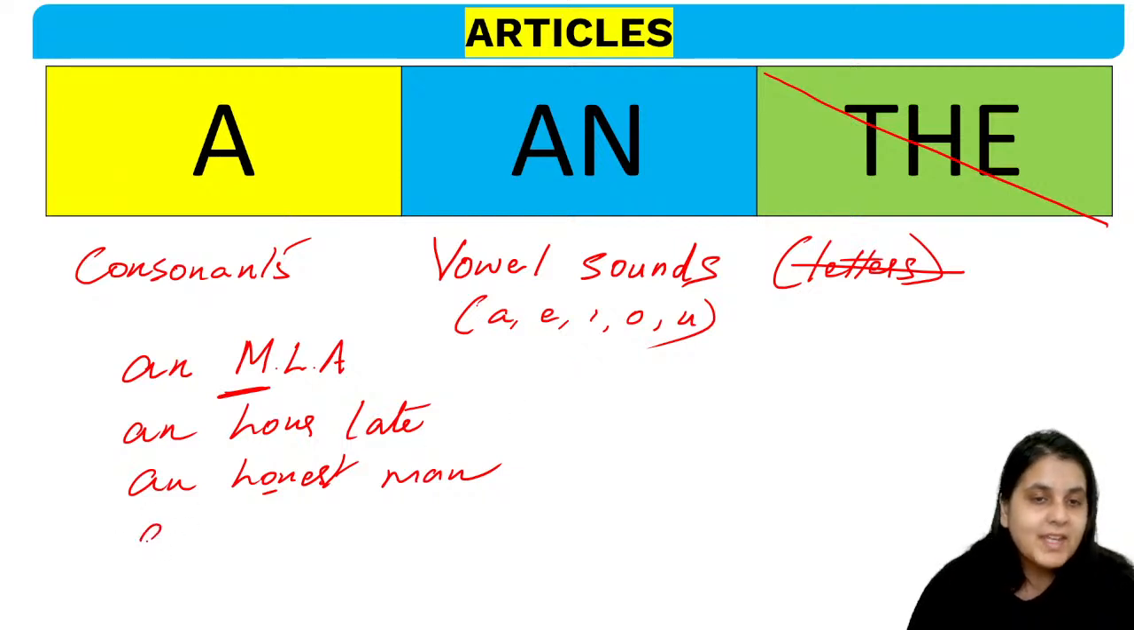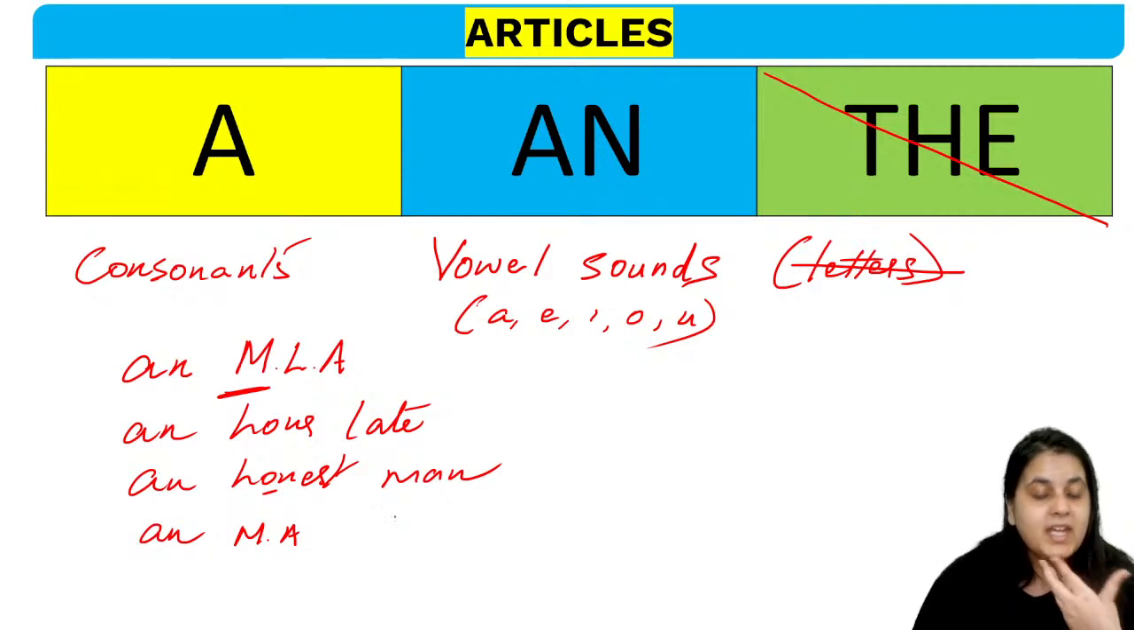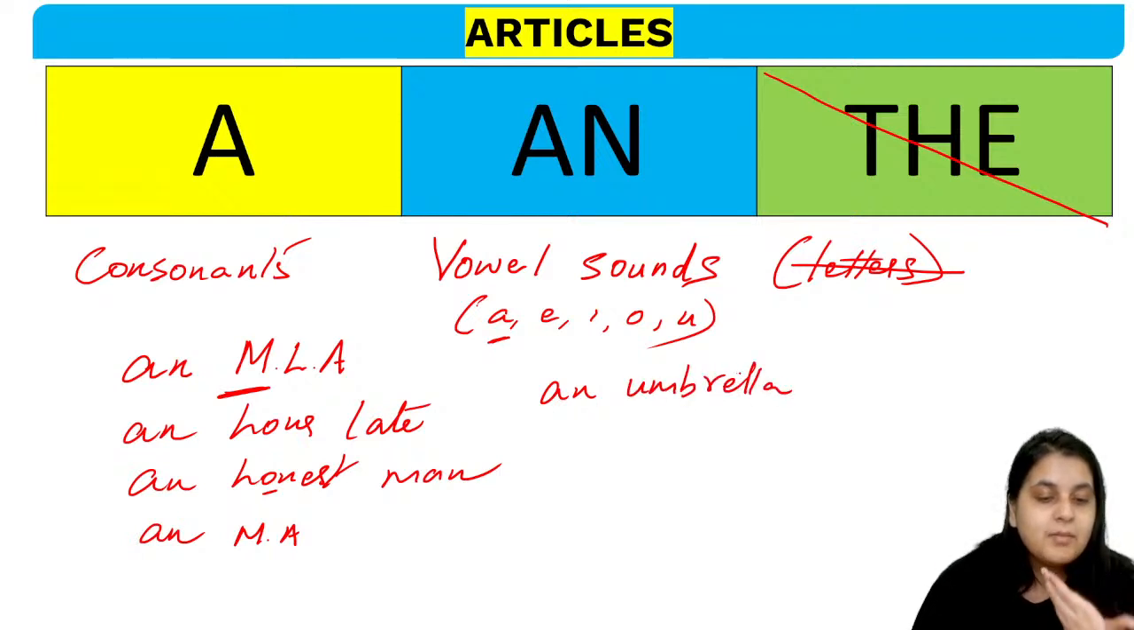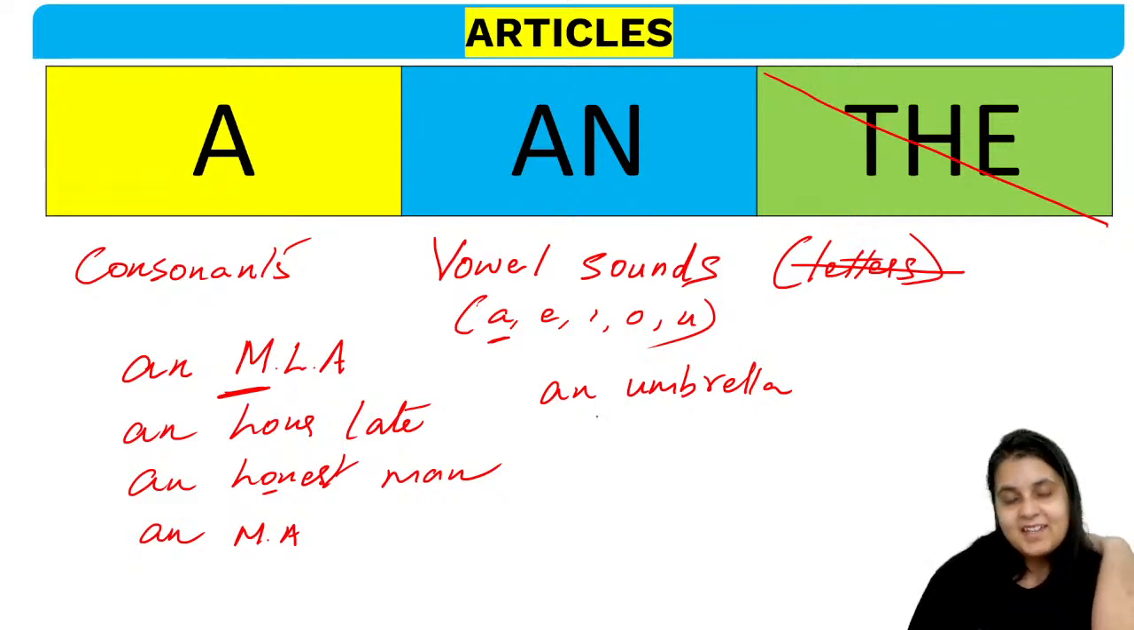She is pursuing an MA from the University of Bangalore. An MA. Again, the sound that you get is a vowel sound. Did all of you understand this? Okay. For example, an umbrella. So guys, an umbrella.